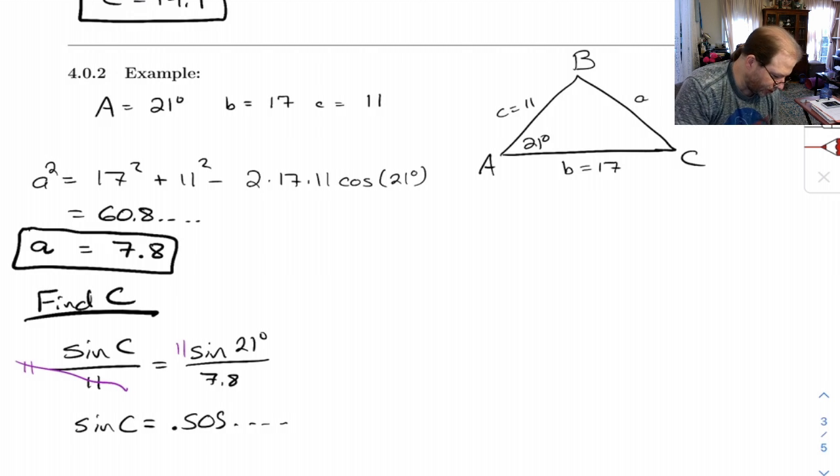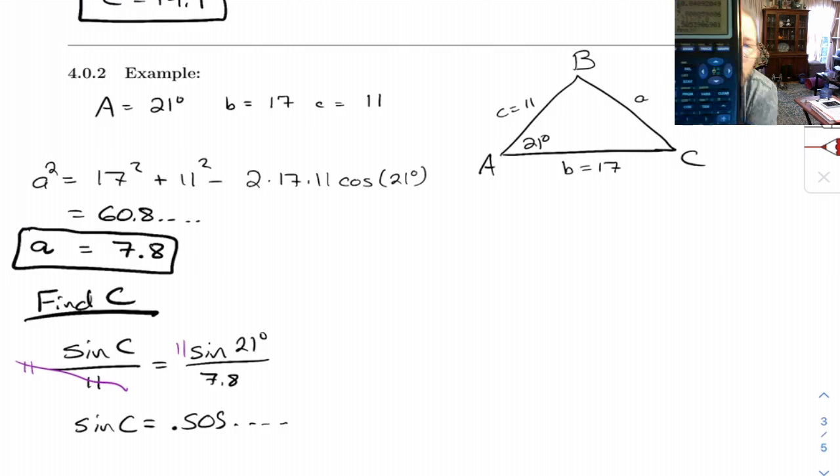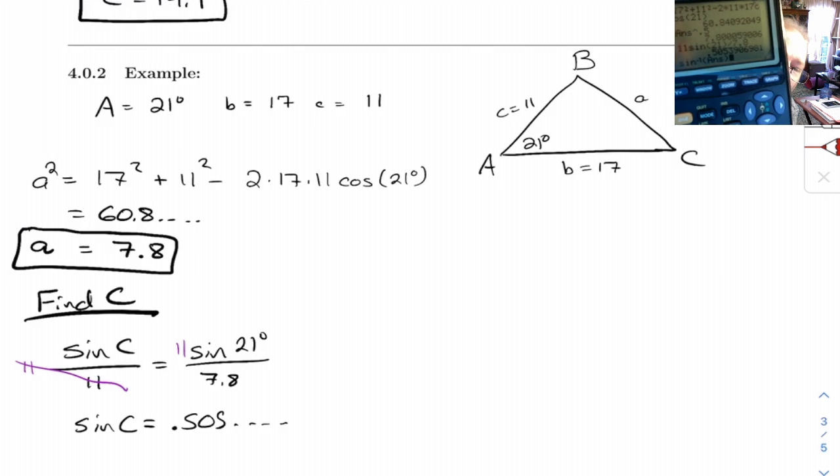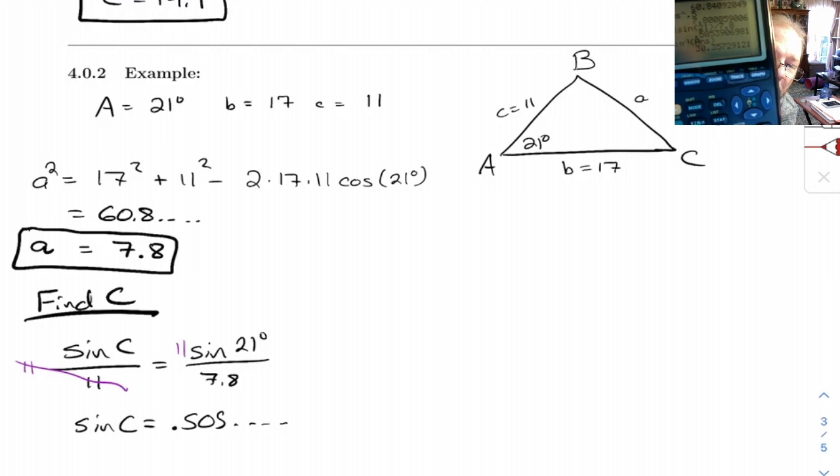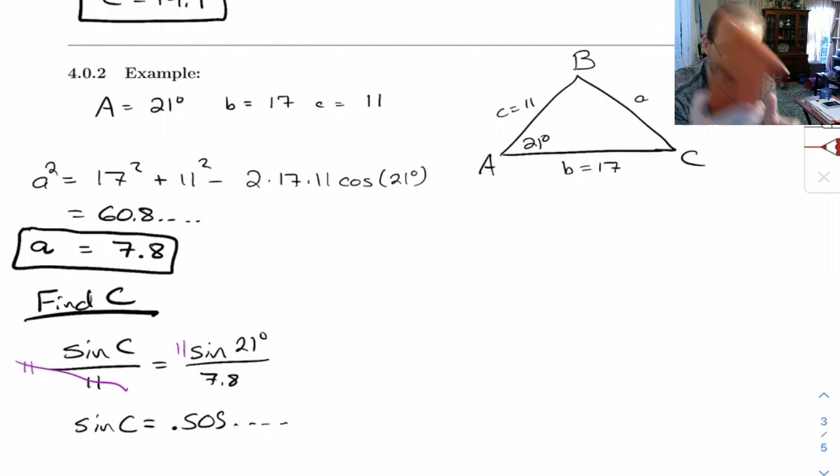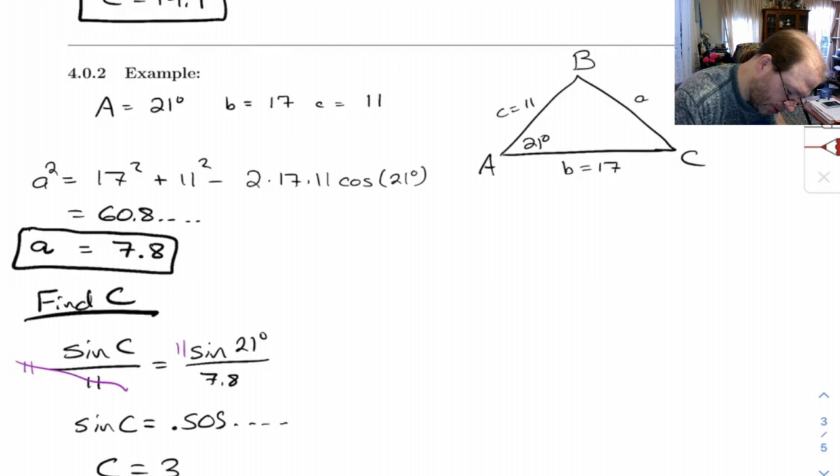0.505, etc. So if I take the inverse sine of that, I'm just thinking out loud here, but sine C is just a little bit bigger than a half, so this is going to be just slightly bigger than 30 degrees. My guess is 31 point something. Let's see. Okay, 30 point something, so 30.4. So C equals 30.4 degrees.